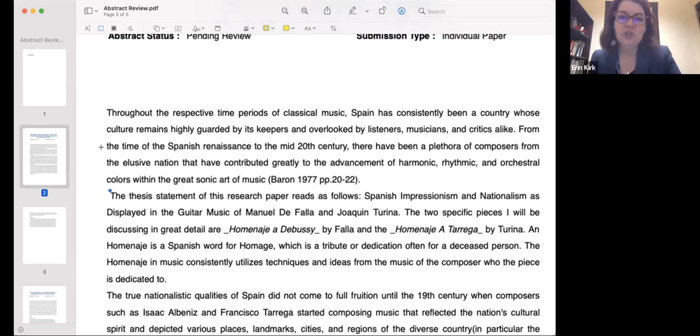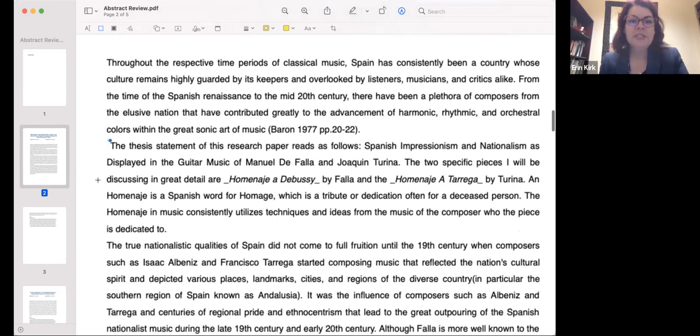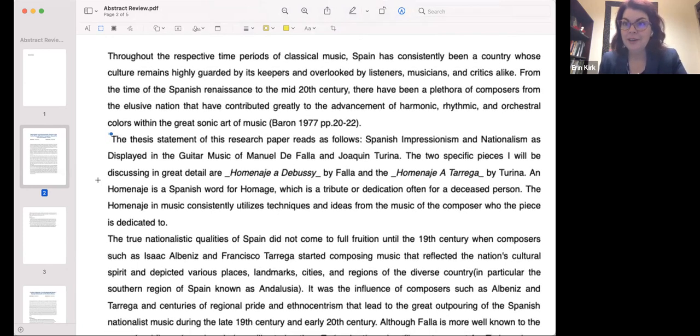From the time of the Spanish Renaissance to the mid 20th century, there have been a plethora of composers from the elusive nation that have contributed greatly to the advancement of harmonic, rhythmic, and orchestral colors within the great sonic art of music. All right, that's an interesting and colorful sentence. Going on, the thesis statement of this research paper. That's one of the things we're looking for, right? So this author could not have made it more obvious for us by labeling it, right? So great, let's look. The thesis of this research paper reads as follows: Spanish Impressionism and Nationalism as displayed in the guitar music of Manuel de Falla and Joaquin Turina.